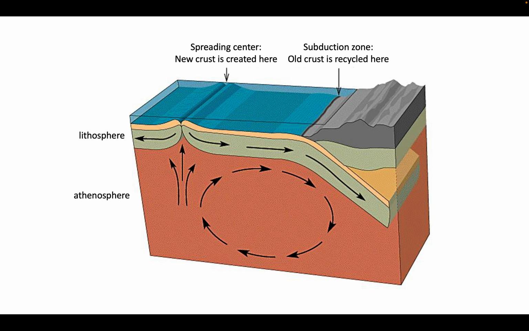So if we look at this figure here, again, we see that at spreading centers, where 2 plates are moving away from each other, new crust is created as mantle rises up towards the surface. And at subduction zones, as you can see here, old crust is destroyed or recycled back into the mantle. So at spreading centers, new crust is created. At subduction zones, old crust is recycled or destroyed.